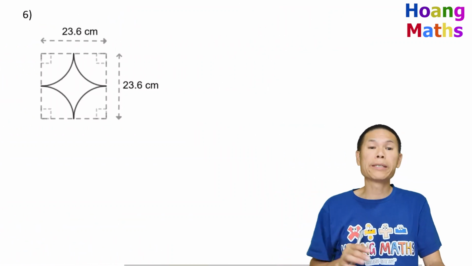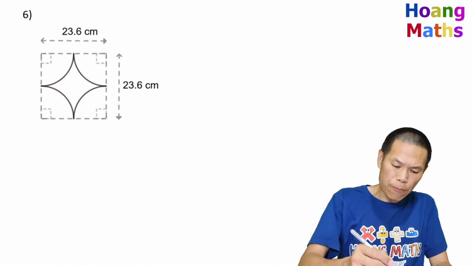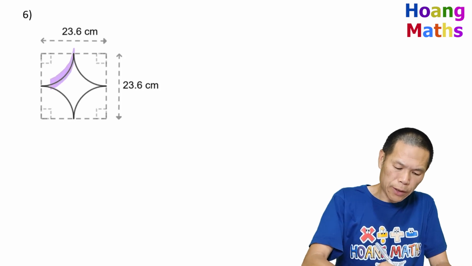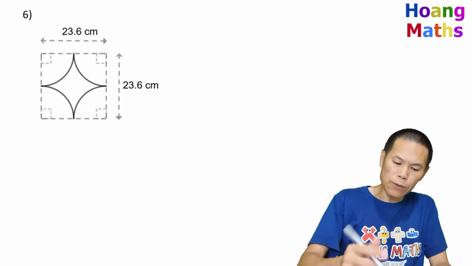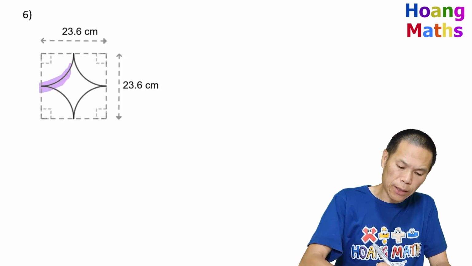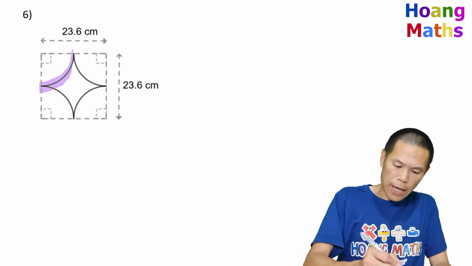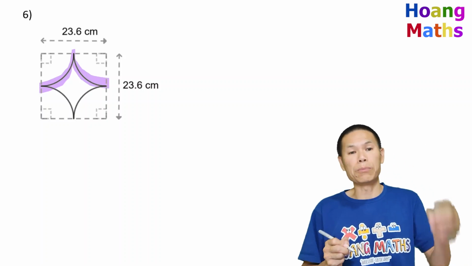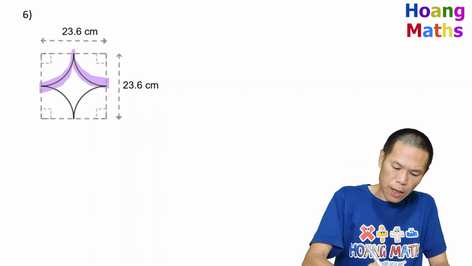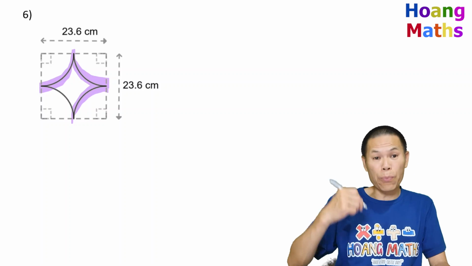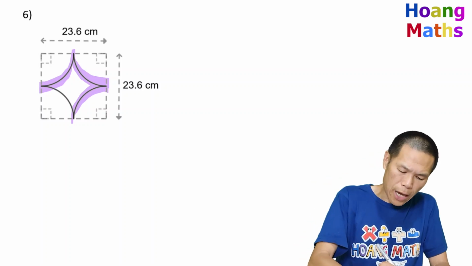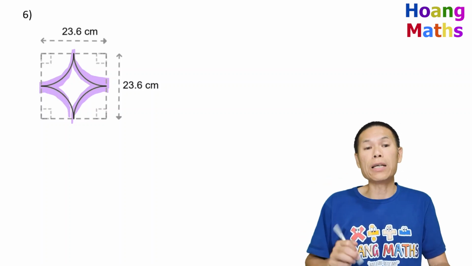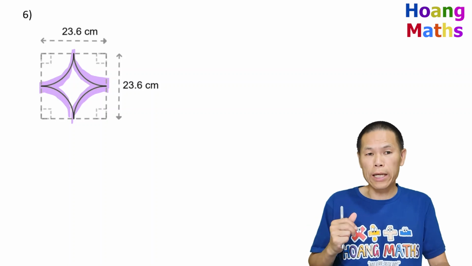Now, question number 6. So we have a quarter of circle, okay? This one here is a quarter of circle. So we just need to find the arc length of this quarter of a circle. And we have another quarter of circle. So that becomes 2 quarters, right? And we add another quarter, so become 3/4 of a circle. Add another one, so will give us full circle. Okay, keep that in mind.